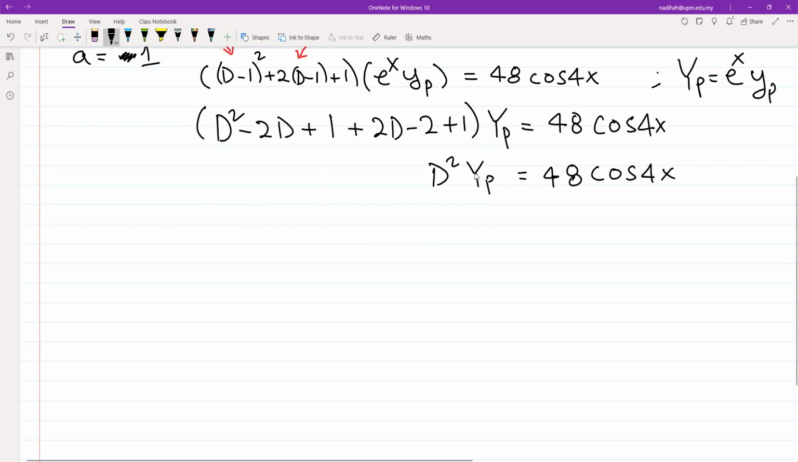So this is the second derivative, which is just d squared y over dx squared. Second derivatives.